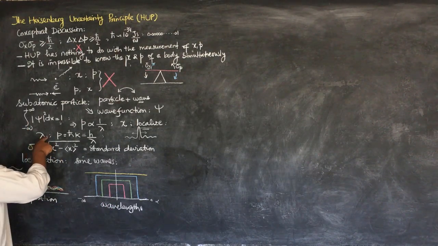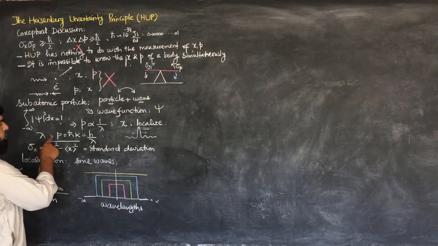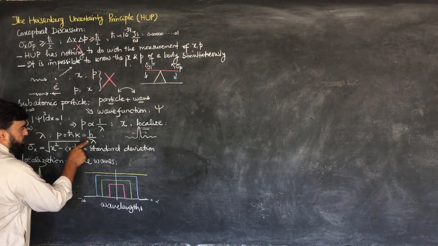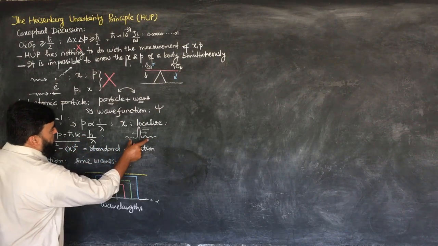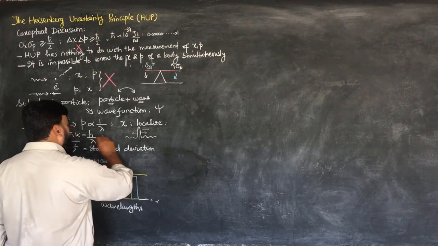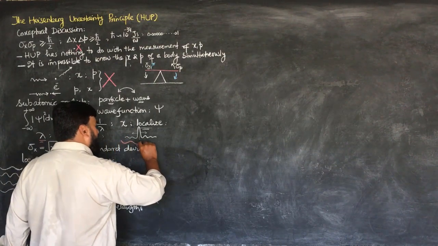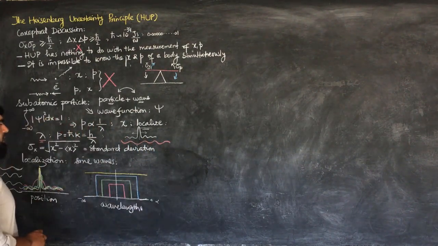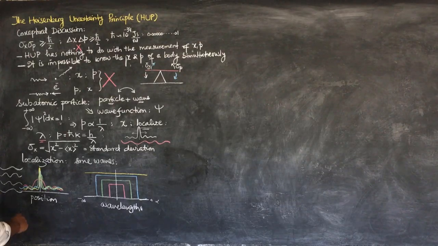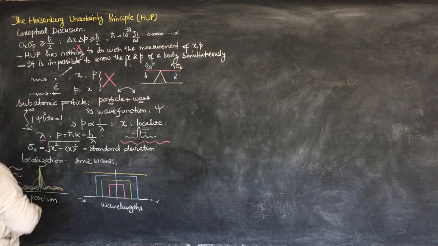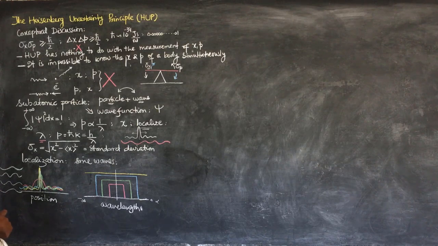And the reverse, we discussed that for a single wavelength, we have exact momentum, meaning no uncertainty in momentum, but there is no localization. So we cannot locate a single wavelength. When this is a single wavelength, we cannot locate where the particle is. That's the reason, and this gave rise to the Heisenberg uncertainty principle. So sigma x and sigma p will always come out greater than h bar over 2.